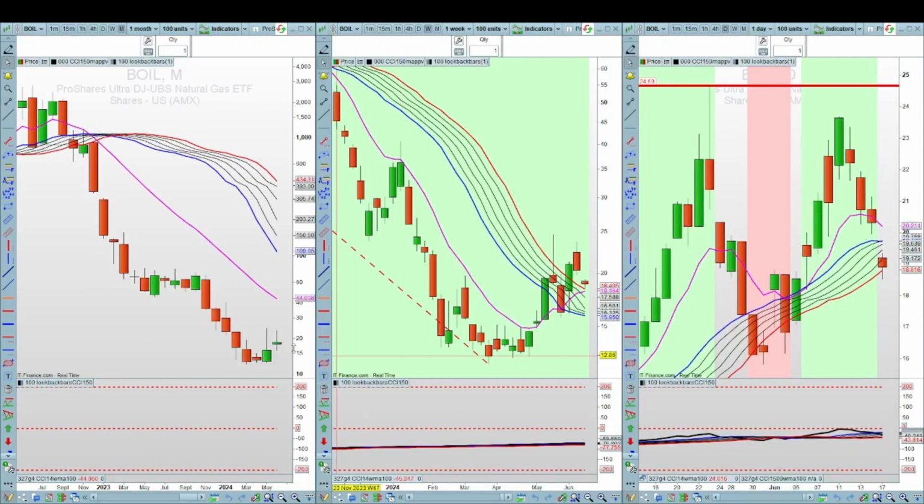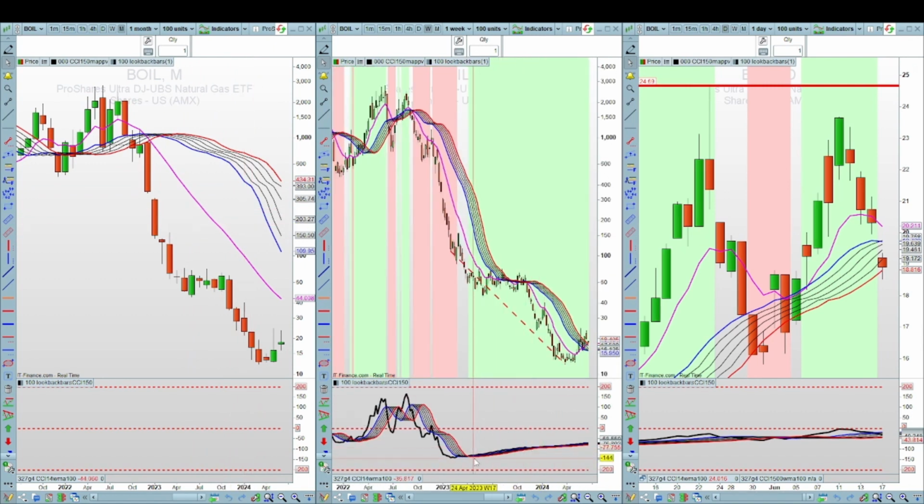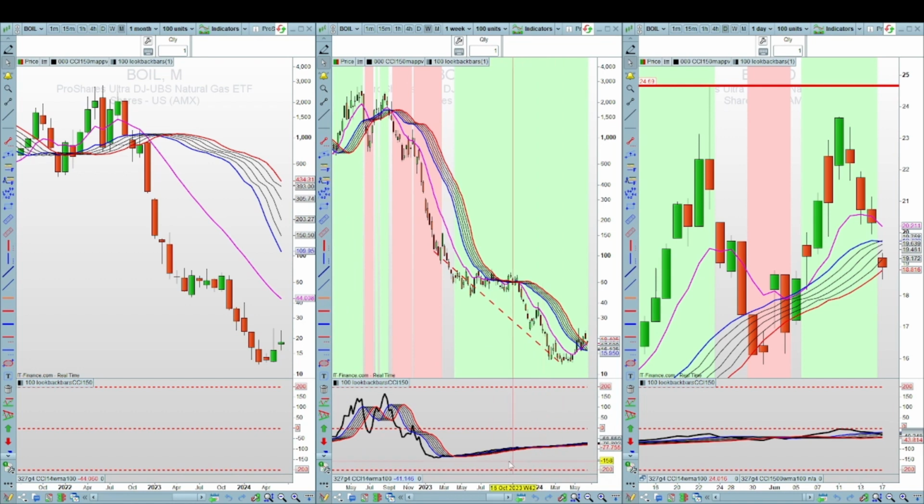For BOIL, there is no CCI 150 on the monthly chart, but notice it's well below the moving averages of the price chart. On the weekly, it's actually had a bullish divergence versus a bearish movement on the price. So that's a bullish divergence, meaning it's going to bounce and potentially we're not sure how high it's going to go. But what we do is we draw a Fibonacci.